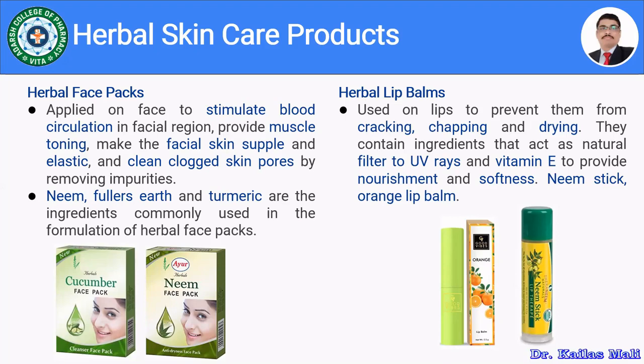The next type of herbal formulation for skin care is the herbal lip balm. Maybe all of you are aware of the lip balm as well as the lipstick. Lip balm is certainly different from the lipstick, isn't it? Lip balms are used on the lips to prevent them from cracking, chapping, and drying, and lipsticks are used for beautification. That is the main purpose of lipstick. Don't mix it up. So lip balms are used on the lips to prevent them from cracking, chapping, and drying.